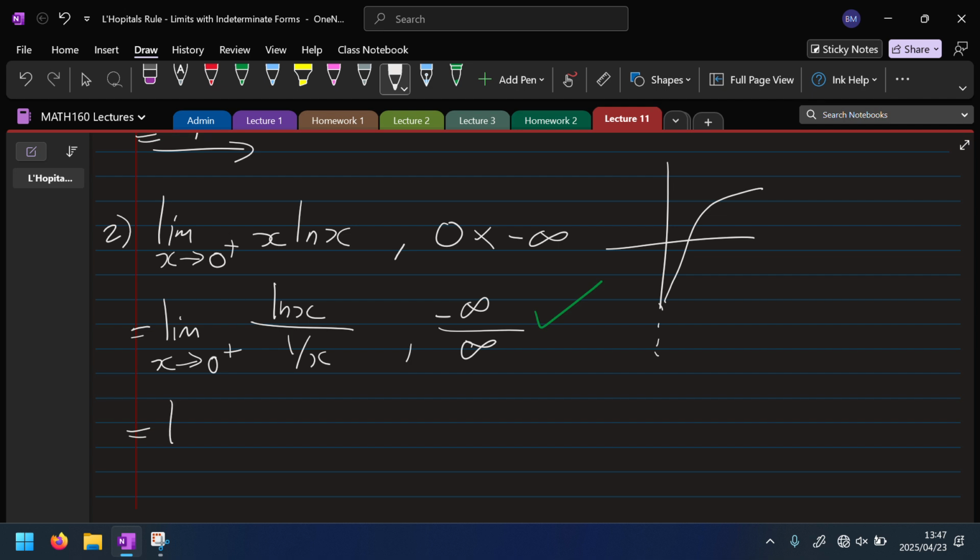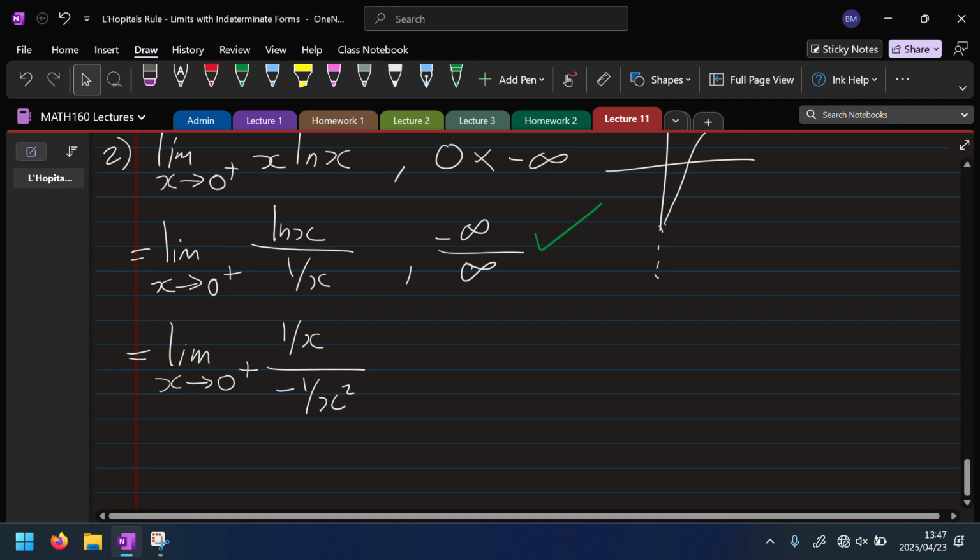So this is the limit as x goes to 0 plus. Now we need to take the derivative of the top and the derivative of the bottom. The derivative of the natural log of x is 1 over x. Good. And the derivative of 1 over x? There you had it, 1 over x squared, with the minus sign, because it's x to the minus 1. Remember to take the minus down. So it's minus 1 over x squared.